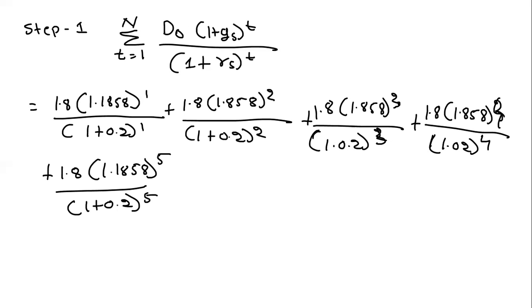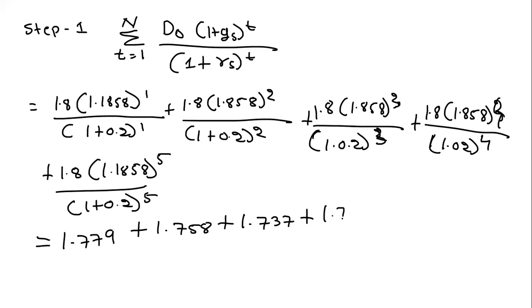So after simplification, I'm writing the direct values here. For the first one we get 1.779, plus 1.758, plus 1.737, plus 1.716, plus 1.696. So the total is 8.686. This is the first step.